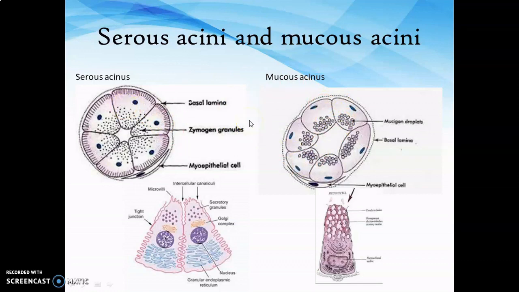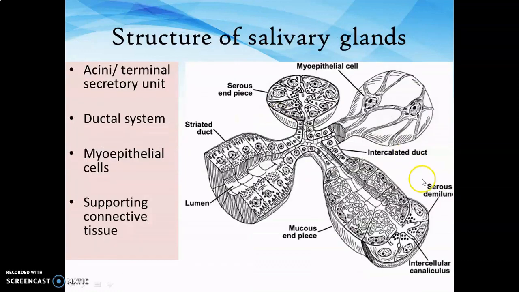There is one more structure to be discussed in mixed acini. For example, like in your submandibular gland, which is a mixed salivary gland, both the acini will be present and sometimes the serous acini may be found on top of the mucous acini, or mucous acini may be capped by the serous acini like this. This specialized structure is known as serous demilunes.